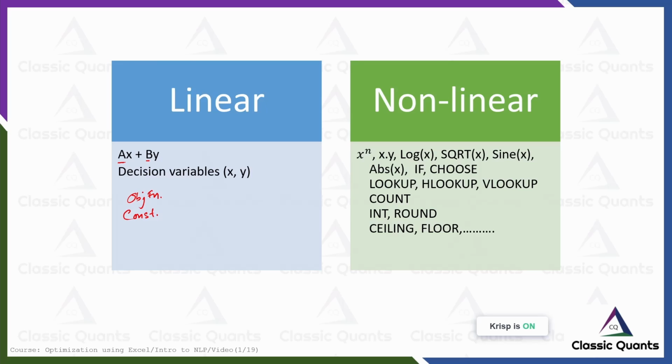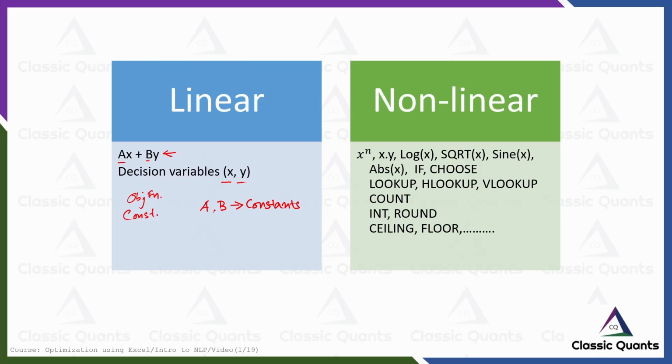And what do you mean by linear form? That means if x and y are your decision variables, then the constraints and objective will be in the form of ax plus by. And what is a and b? A and b are constants. So all the constraints and the objective also must be in the linear form ax plus by. Then only we can say that the problem is linear.